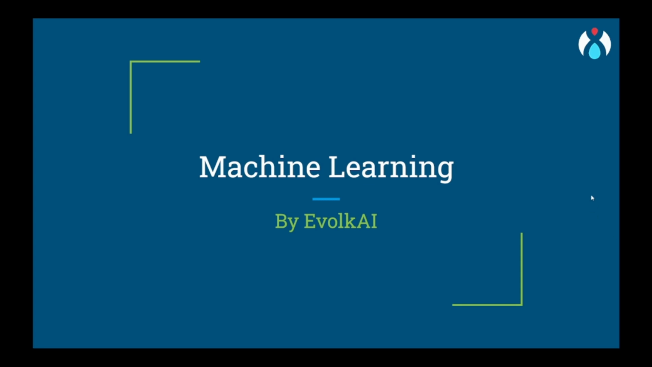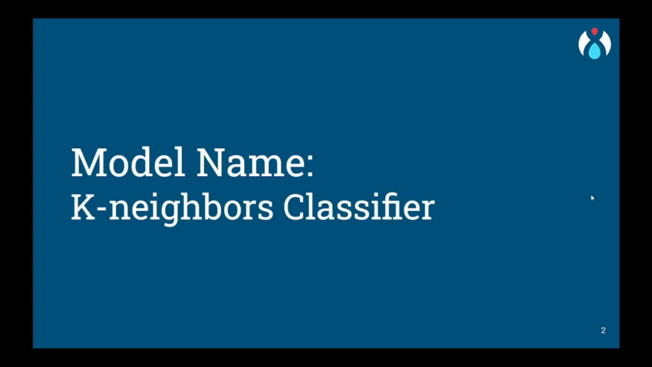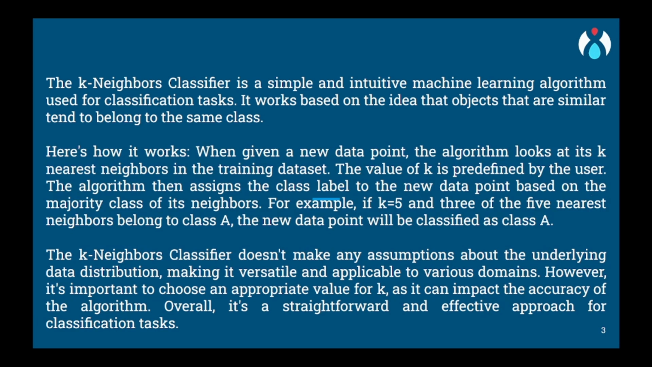Now today we will be dealing with the K-neighbor classifier. So K-neighbor classifier, or K-nearest neighbor, are classifiers that are simple and intuitive algorithms used in machine learning to make predictions based on similar examples.